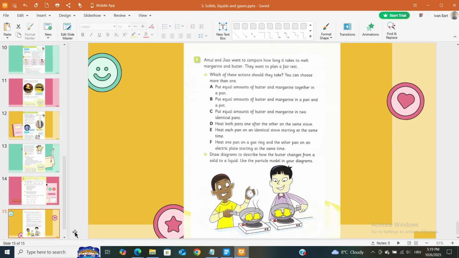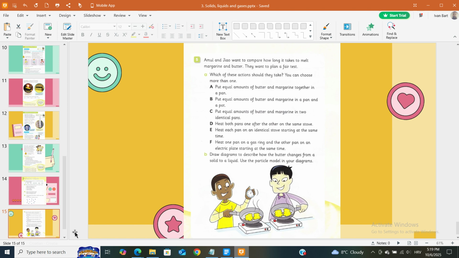A. Put equal amounts of butter and margarine together in a pan. B. Put equal amounts of butter and margarine in a pan and a pot. C. Put equal amounts of butter and margarine in two identical pans. D. Heat both pans one after the other on the same stove. E. Heat each pan on an identical stove starting at the same time. F. Heat one pan on a gas ring and the other pan on an electric plate starting at the same time.